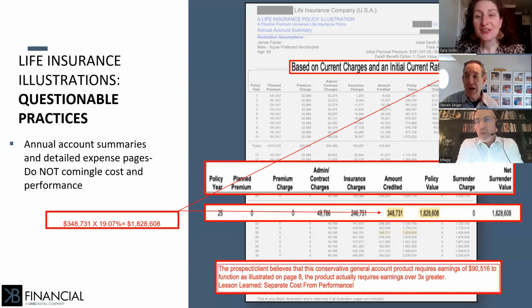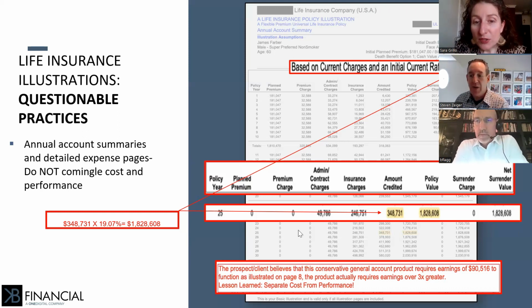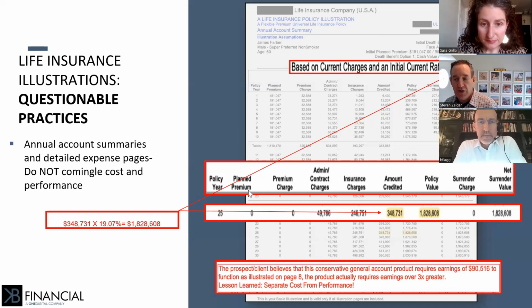Okay, so now what we've done is we've picked out the 25th year. You can see that in this example the premium is no longer due. There is no premium charge this year. There's an admin charge of $49,000. There's an insurance charge of $246,000. There's an amount credited of $348,000. And the cash value of the policy is currently $1.828 million.